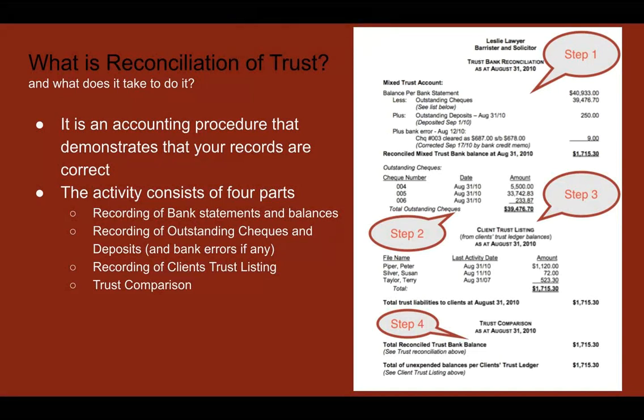Now, this activity overall consists only of 4 steps. End of the day, you get a trust comparison report with all the trust bank balance, with all the unexpended bank balances as per client's ledger. So you have all the records. You have the trust comparison, you have the trust reconciliation statements, you have outstanding checks and deposits list, any bank errors, you have the list. So everything is technically there in one report, which is the trust reconciliation report. So we always see one page, which is the first page, see everything is reconciled and then put it in the file and move on.